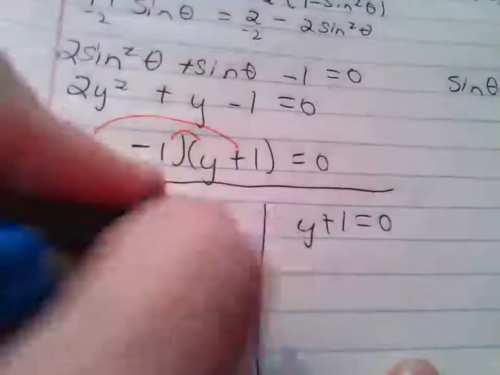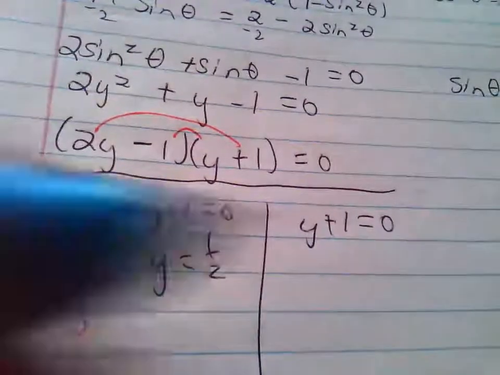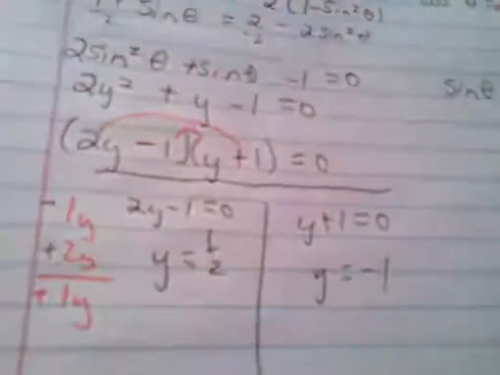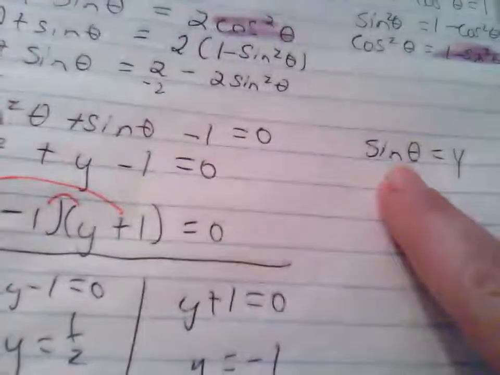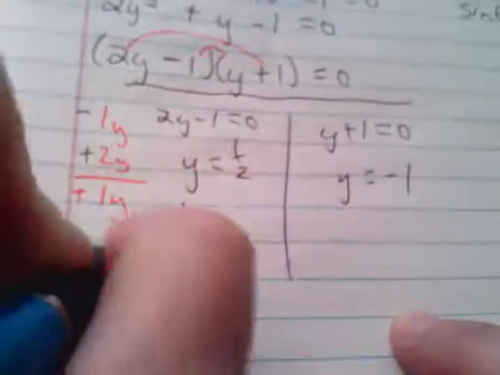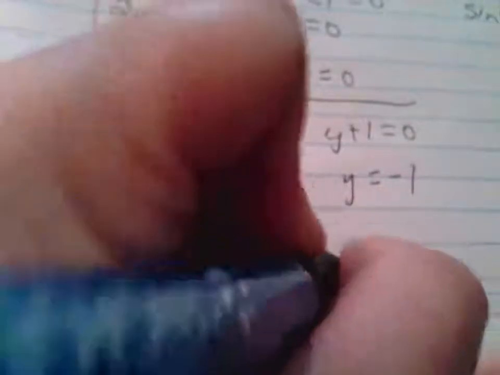and I solve for y. So I add the 1, divide by the 2, y is 1/2. Subtract the 1, y is negative 1. And now I have to remember, I'm not solving for y, I'm trying to find sine. Sine theta is y. So I now replace that. So sine theta is 1/2, sine theta is negative 1.